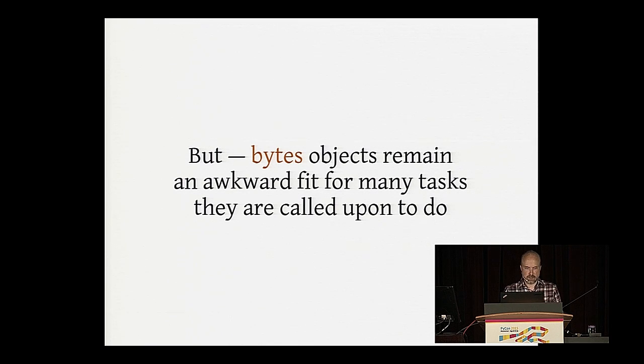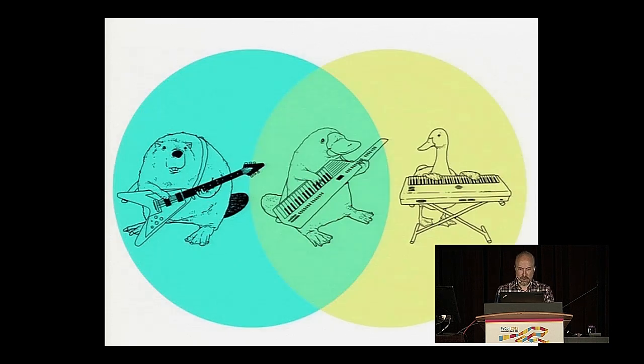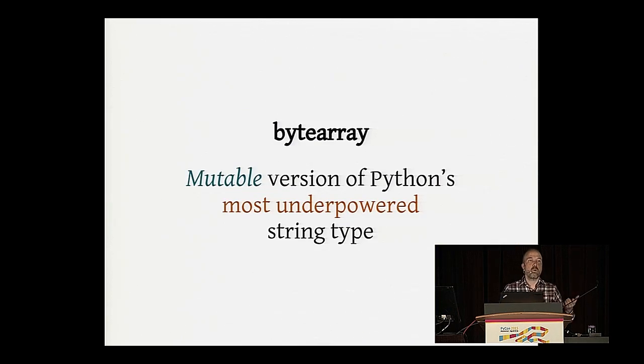So bytes objects, even if you learn some workarounds, are a kind of an awkward fit for many of the tasks they're called upon to do. They're kind of this hybrid type between a list of numbers and a string. They're kind of in between, and they don't necessarily do either one perfectly well. And so, why do I bring all of that up? Why do I rehearse these well-known issues with Python 3 bytes, which, by the way, are being taken care of?